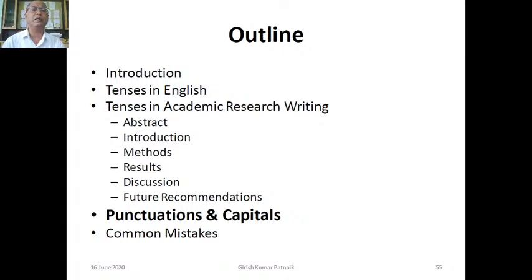Now, as I already said, verbs are very crucial when we write a paper. Apart from the verb, the punctuation is also equally important. So now let us look at some very interesting things as far as your punctuation and capitals are concerned. You may know it, but still I would like to emphasize certain things which matter a lot as far as your research paper is concerned.